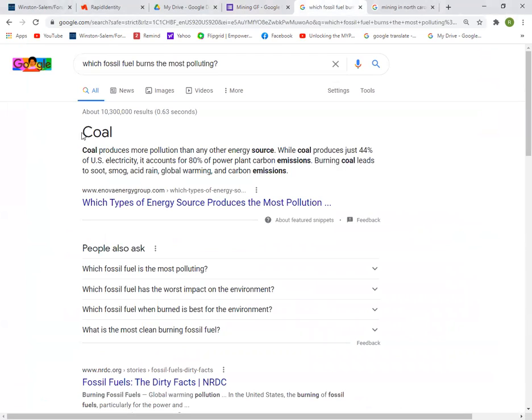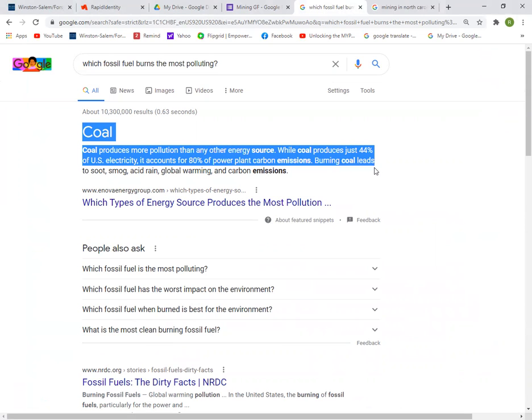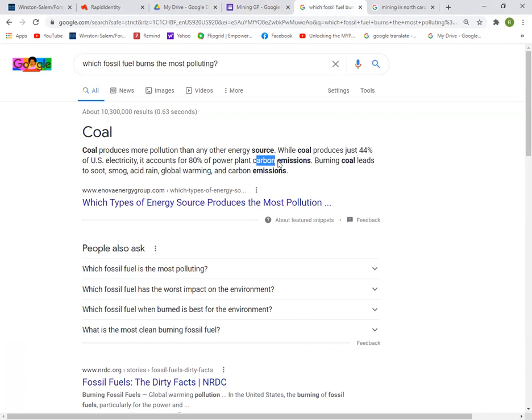Now, again, just to make this clearer, coal produces more pollution than any other energy source. While coal produces just 44% of US electricity, it accounts for 80% of power plant carbon emissions. This carbon emission is directly related to global warming because the most common greenhouse gas is carbon dioxide.